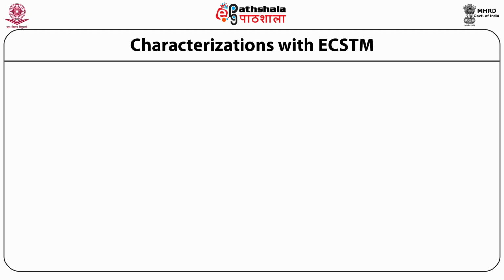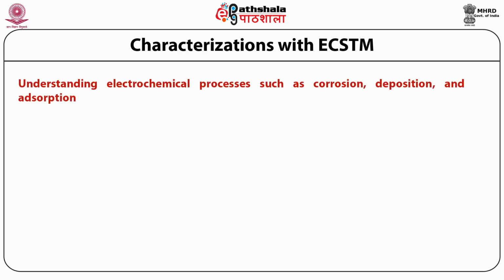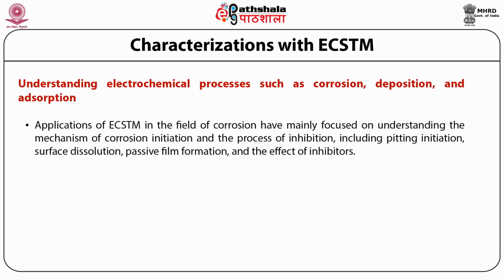Characterization with ECSTM. When we put this technique to certain applications or uses, we find out that it has very many applications. And when we talk about understanding electrochemical processes such as corrosion, this technique is of great help. Applications of ECSTM in the field of corrosion have mainly focused on understanding the mechanism of corrosion initiation and the process of inhibition. This includes the process of pitting initiation, surface dissolution, passive film formation, and the effect of inhibitors.